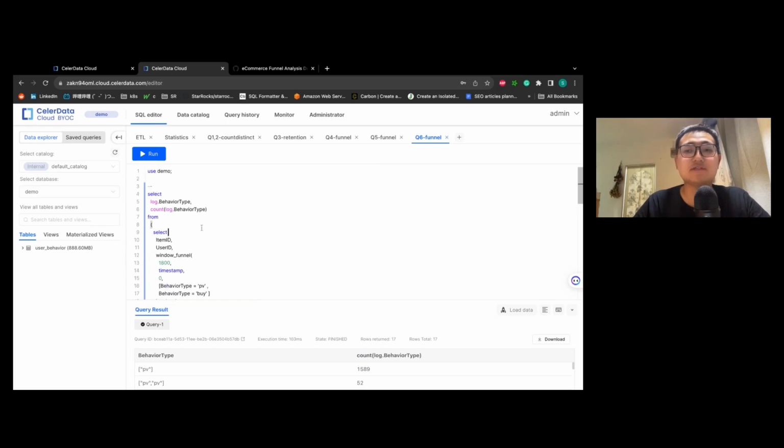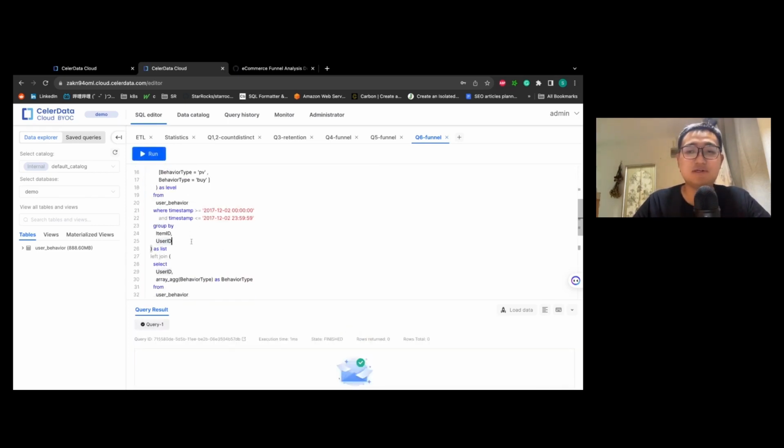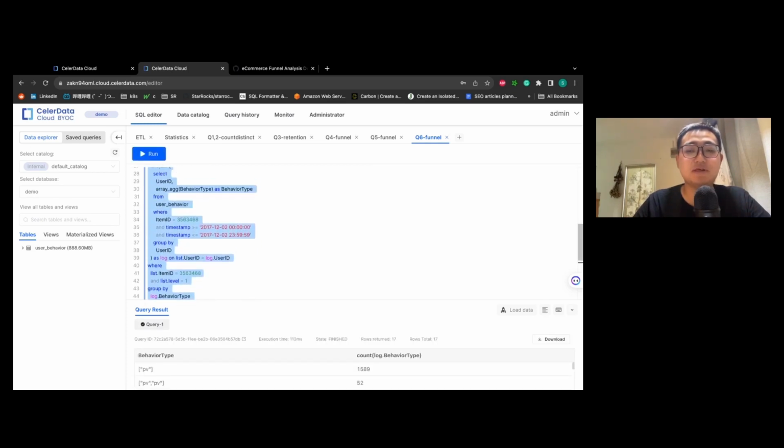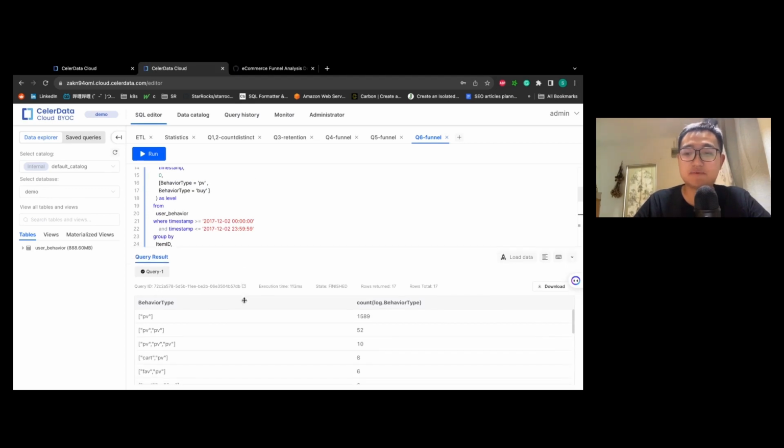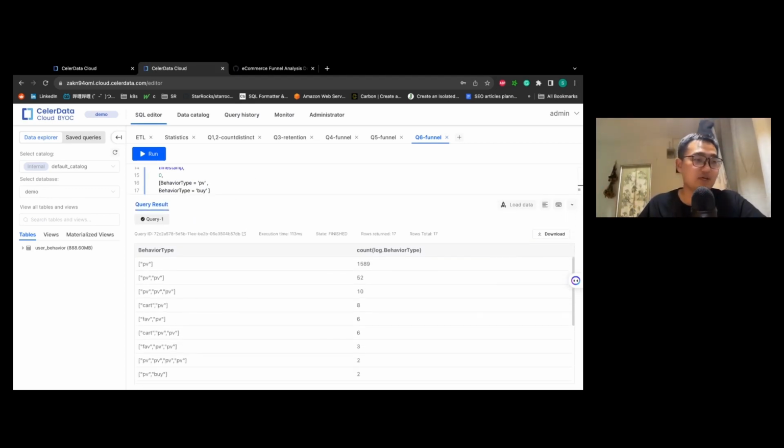And here, let's look at whatever happened with this item ID. What are the behaviors of the users that did not purchase this item? You see, almost 1,600 of them did the page view and just left. And 52 did a page view and another page view. And 10 did a page view and another page view and another page view, right? So this tells us that most of the users just got stuck on the page view part. So there's probably something wrong with the description of the item, or there's something wrong with the page, right?